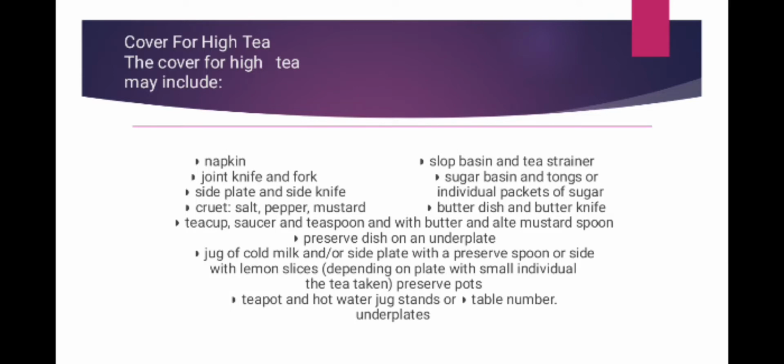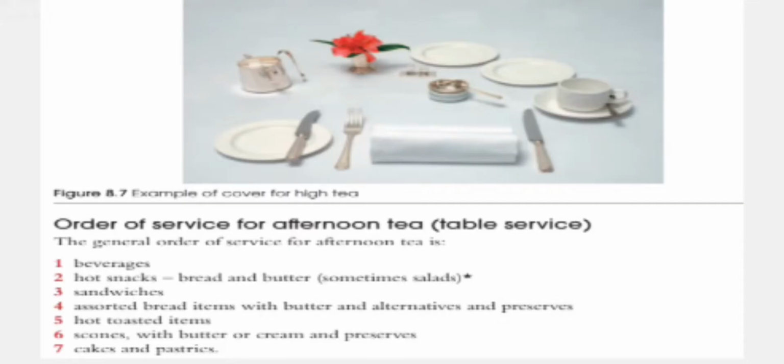The cover for high tea may include the same as I read a few minutes ago for the full afternoon tea. The figure there is the order of service for afternoon tea or table service. The general order of service for afternoon tea is beverages, hot snacks, bread and butter, sandwiches, assorted bread items with butter and alternatives and preserves, hot toasted items, scones with butter or cream and preserves, and last, cakes and pastries.